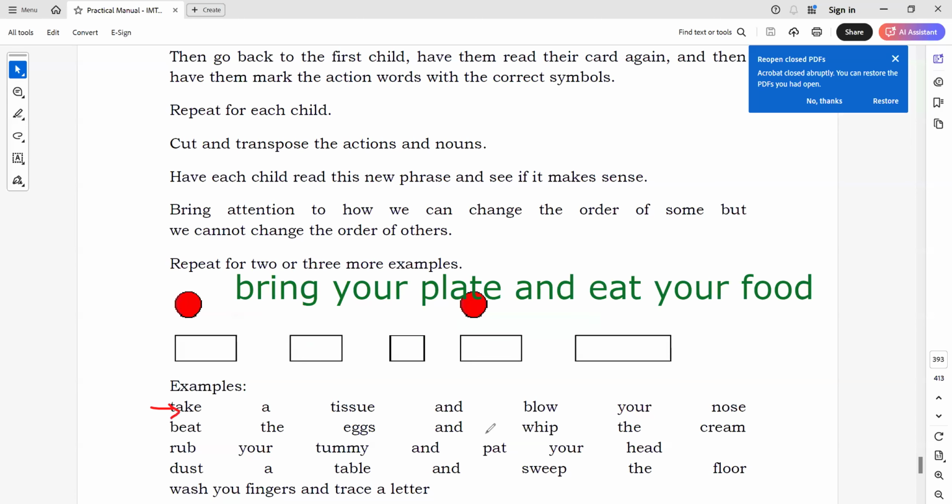Okay. Likewise, you have your other statements. Take a tissue and blow your nose. The next one, beat the eggs and whip the cream. Rub your tummy and pat your head. Dust the table and sweep the floor. Wash your fingers and trace a letter. So you can write here. So, wash your finger and trace.